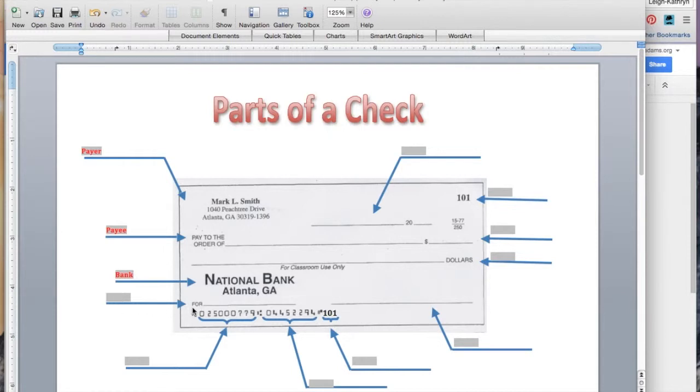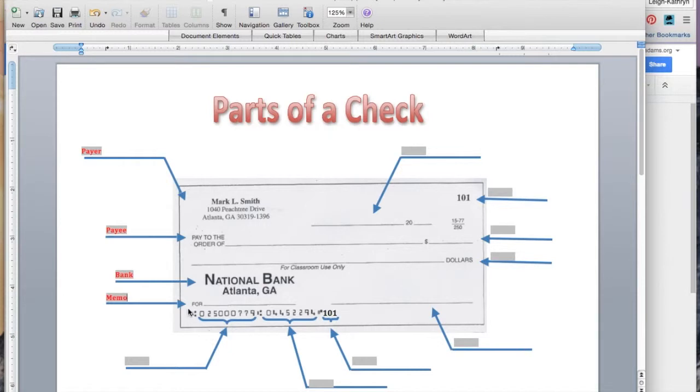This line is pointing to this line right here. Even though it says for, this is where you put what you're writing the check for. So we're going to pay the bill, or somebody's birthday, what have you. The official name for this line is the memo line.